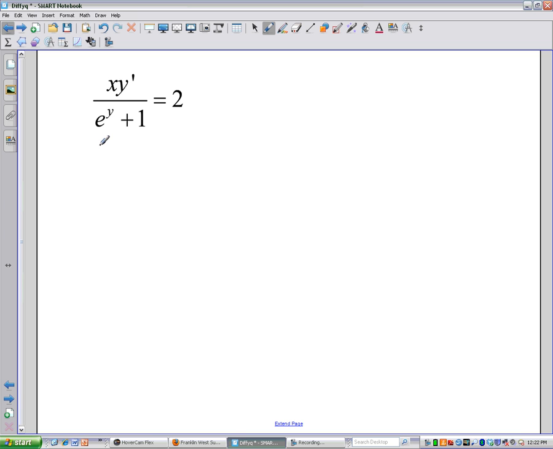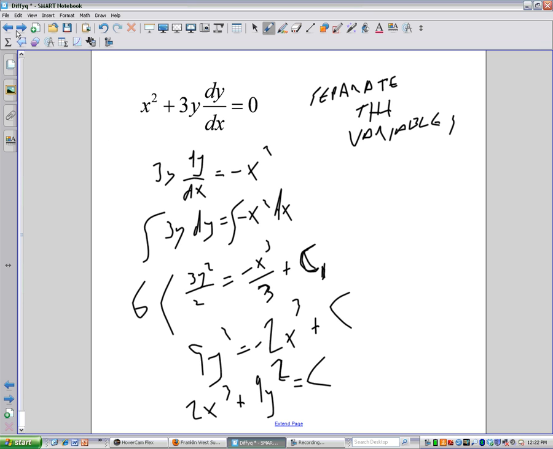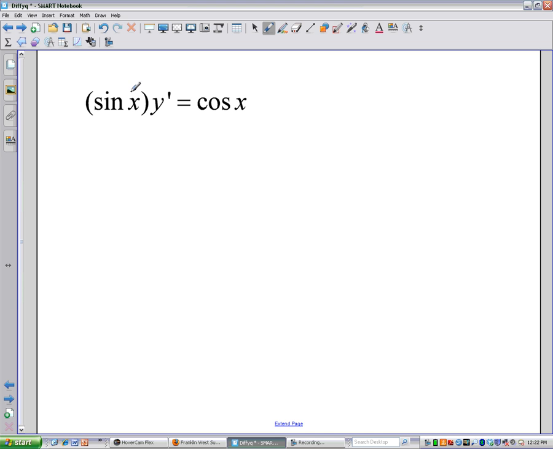Did I go to the right place? Yeah. Okay. So this one, sine x y prime equals the cosine of x. So again, what we're going to do is try to separate the variables. So remember, this is sine x dy/dx equals cosine of x.